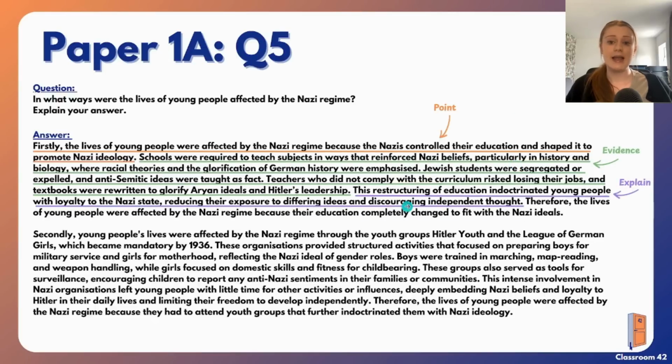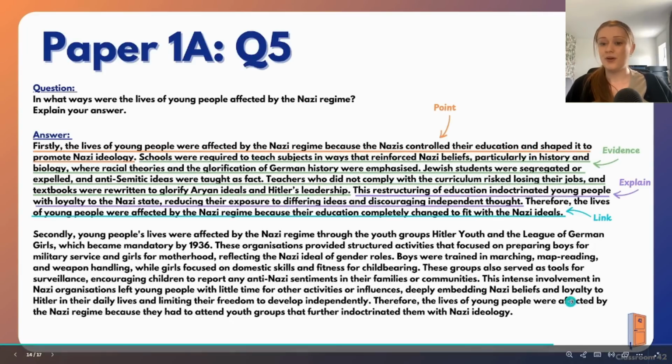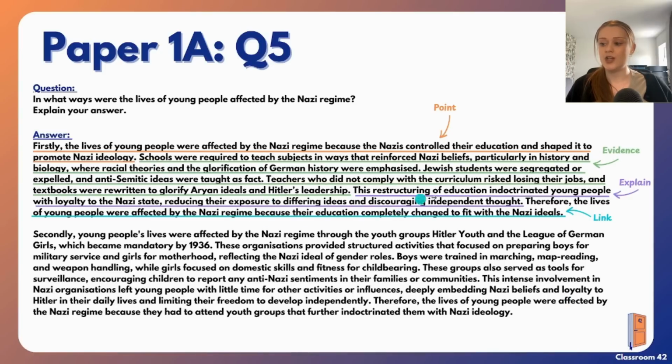Then we need to explain how this affected the lives of young people. We're just explaining that this restructuring of education indoctrinated young people with loyalty to the Nazi state, reducing their exposure to differing ideas and discouraging independent thought. And then finally, we just need to link back to the question. Therefore, the lives of young people were affected by the Nazi regime because their education completely changed to fit with the Nazi ideals. And that's our first paragraph.